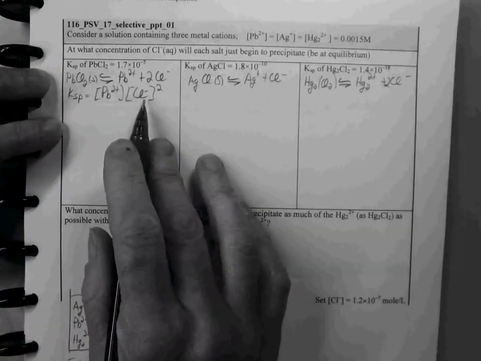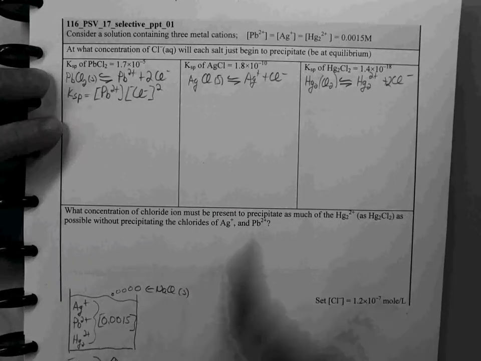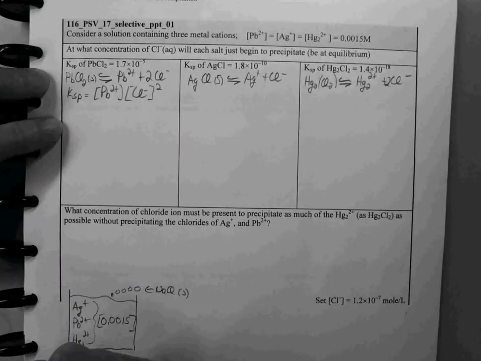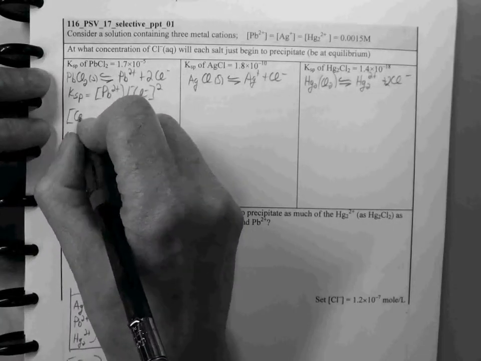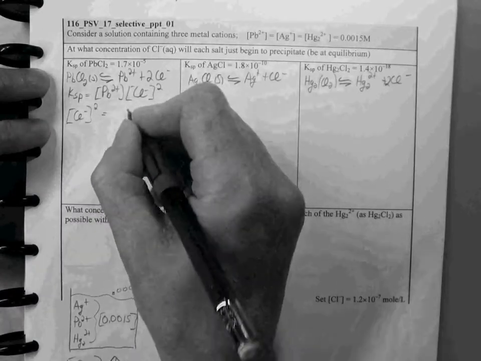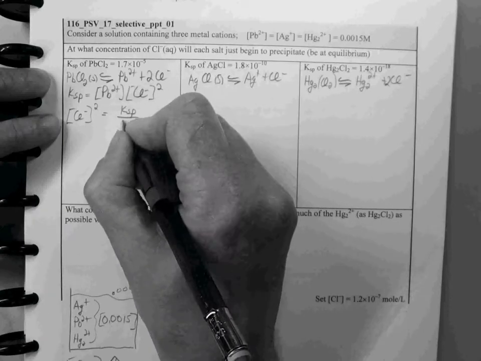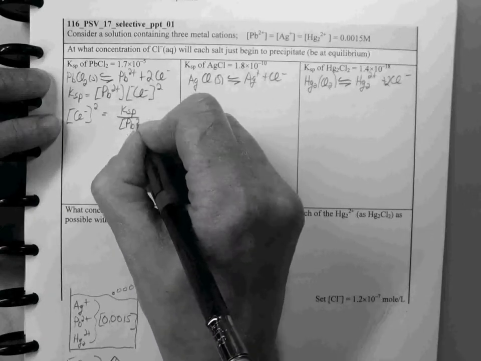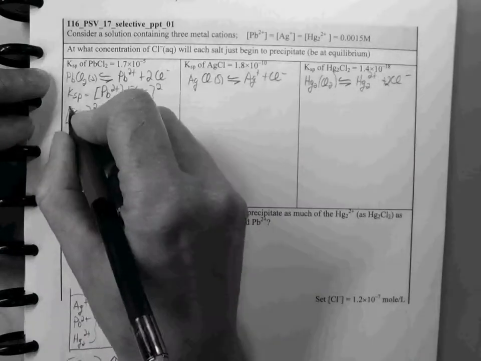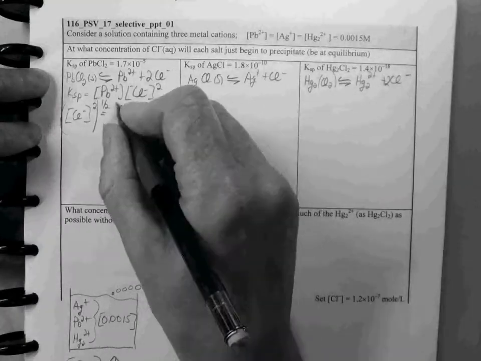Alright, we're going to be solving for the chloride ion concentration because we know the KSP and we know the Pb2+ concentration. All of these metal ions have the same concentration, 0.0015. So initially we solve for Cl- squared. That's going to be KSP divided by the concentration of the metal ion, Pb2+. But since we want just Cl-, we're going to take the square root of all of that.